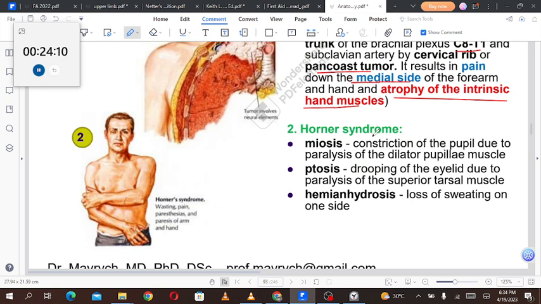Number two, it can cause Horner syndrome, that is miosis, ptosis, and hemianhidrosis. Hemi means on the ipsilateral half of the face. Miosis is constriction of the pupil due to paralysis of the dilator pupillae muscle. Ptosis is drooping of the eyelid due to paralysis of the superior tarsal muscle. And hemianhidrosis is loss of sweating on one side. So this half of the face will lack sweating, and there will be flushing on that side.